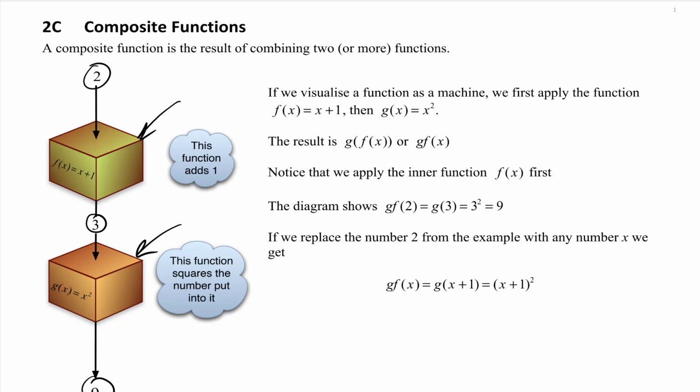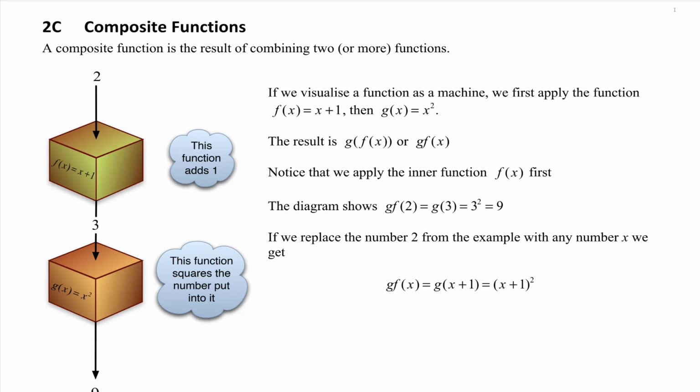A composite function is when we apply both functions. First we add 1 to the number, and then at the second stage we square that number. The order that we do this in is important. In this example, if we started with 2, we end up with 9 doing it in that order. If we did it in the other order, if we reverse these two around, we put in 2 to start with, square it, we get 4, then we add 1, and we end up with 5. So the order is important when we're doing composite functions.